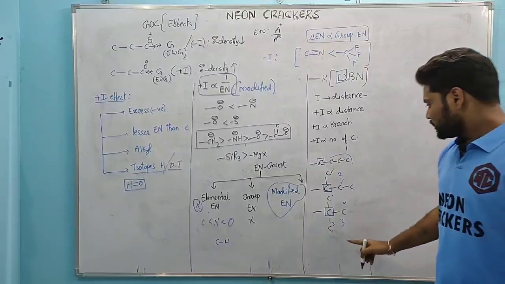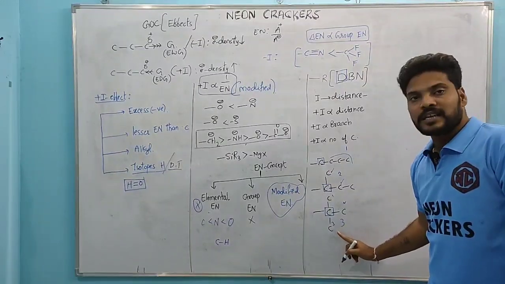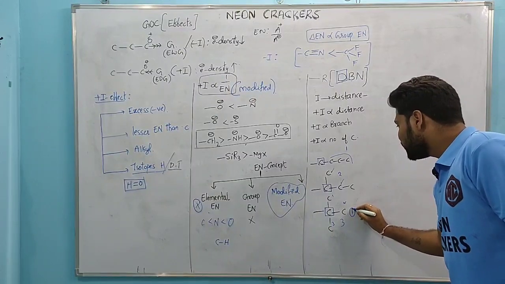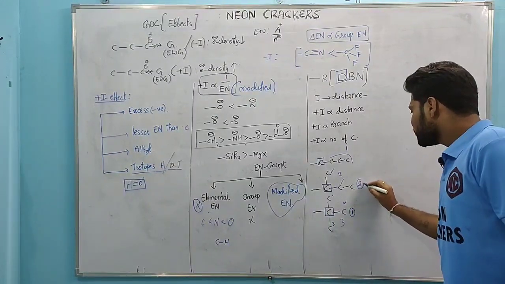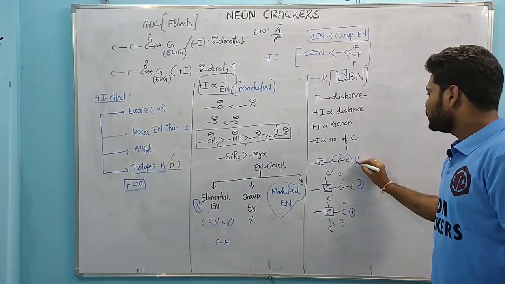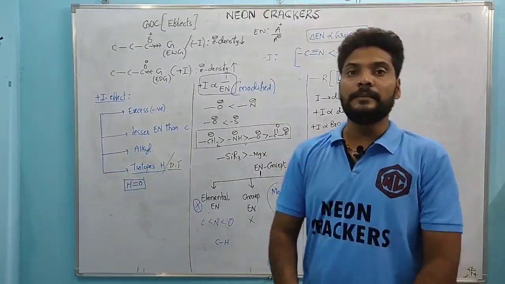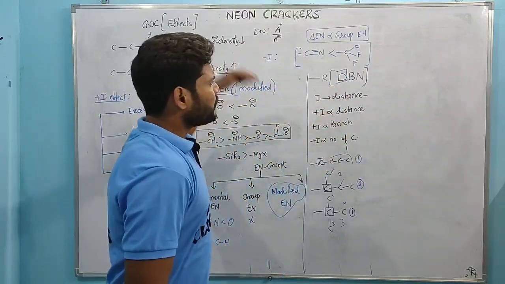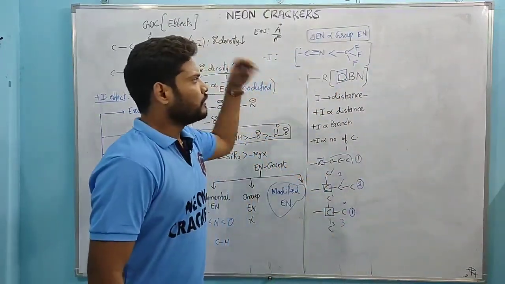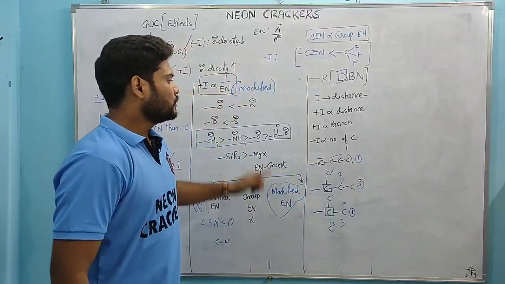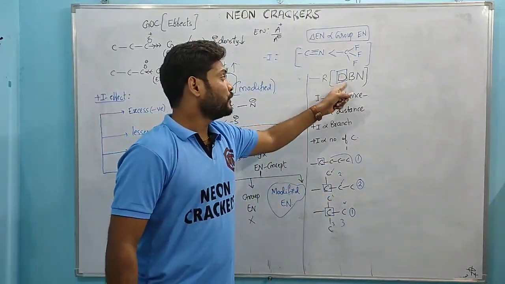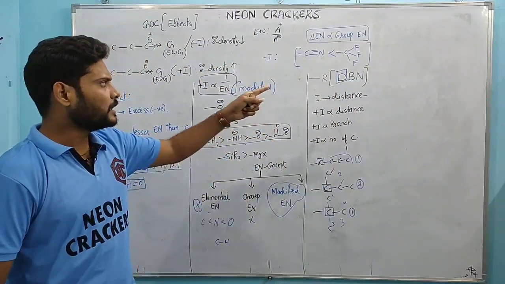Then the second factor is what here? Branching. So branching means which is having more branching? This one is having more branching. That's why it is having more plus I effect than this one. So this is called DBN rule. Based on DBN rule, whatever the alkyl group is there, whatever the number of carbons are there, you can find the order of the plus I. DBN, very important thing. Is it clear, beta?